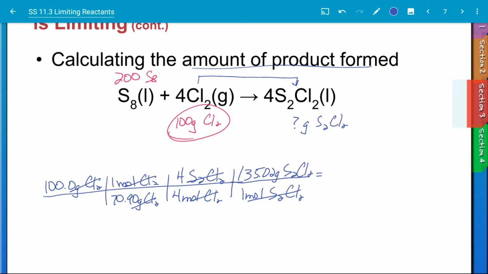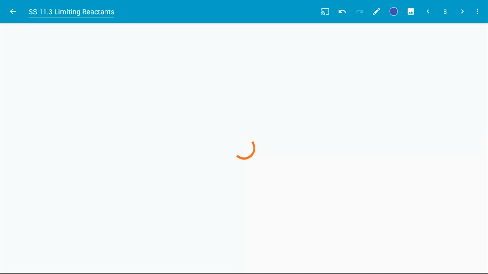100 divided by 70.9, multiplied by 135.02 gives me 190.4 grams of disulfur dichloride, because it's 4 significant figures. So that's how much of my product. So when you figure out how much product you're going to make, you always have to base it off of your limiting reagent.